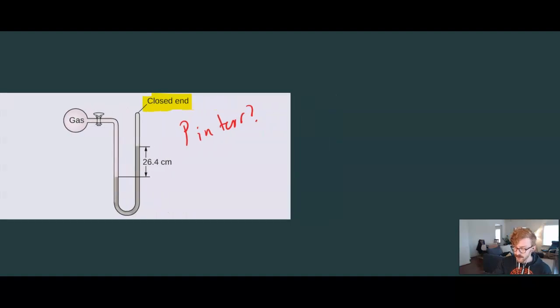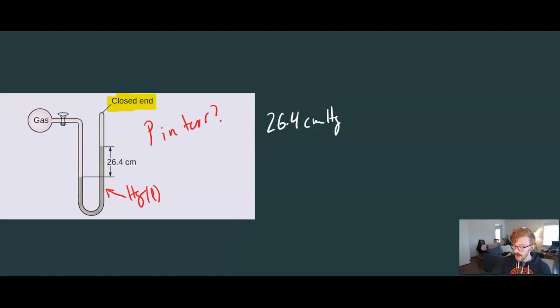So what we can do is, and again, this is liquid mercury. Okay, so to start, we can use our starting value that we're reading directly off that manometer, 26.4 centimeters of mercury height displacement. And essentially what we can do then is we can say that that is a unit of measure of pressure, centimeters of mercury, although it's not a common one. So we want to convert it to torr, which is more common.